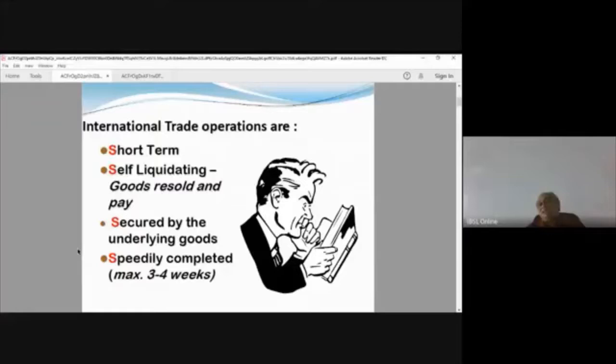Then self-liquidating goods: once we get the goods, sometimes if it is a use and sell case, we can sell the goods and then settle the money. Then secured by the underlying goods: the trade operation is secured because there are underlying goods.